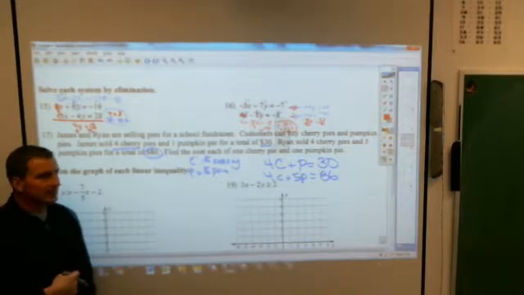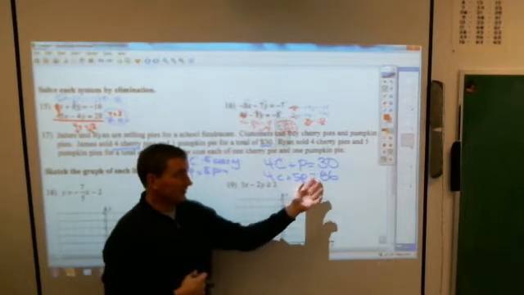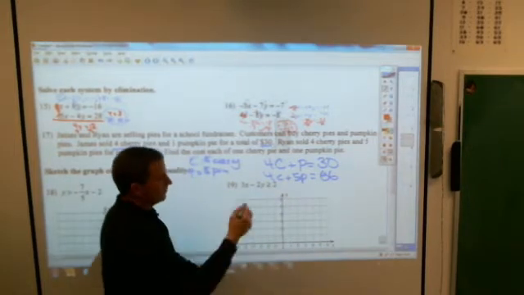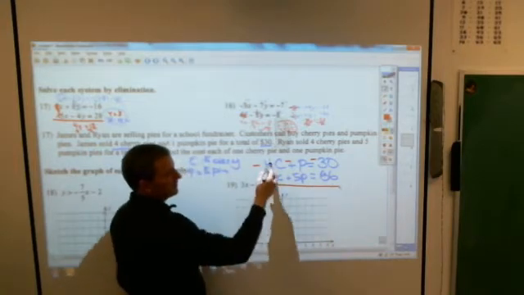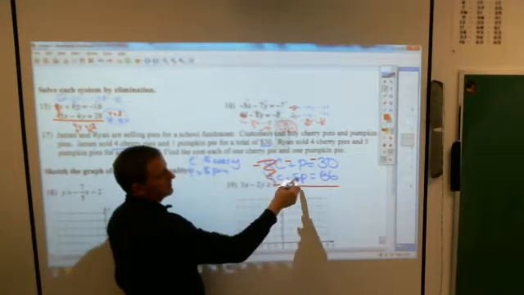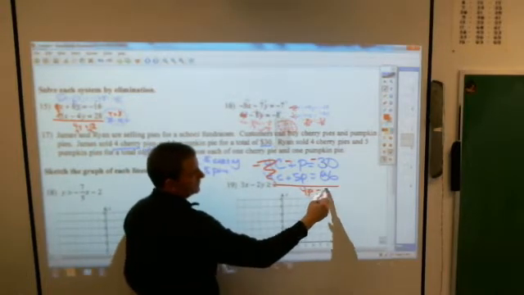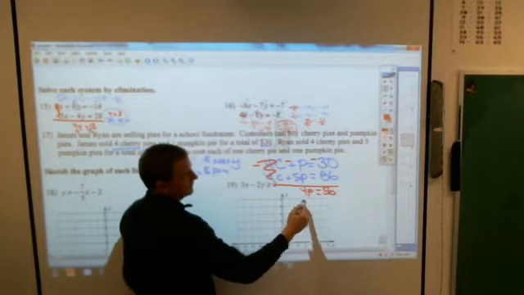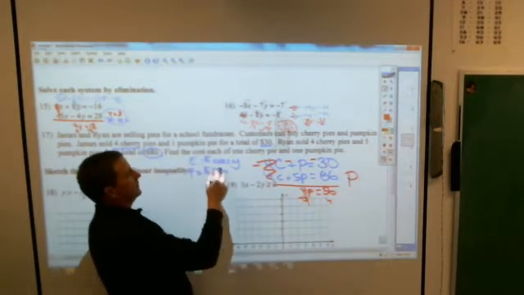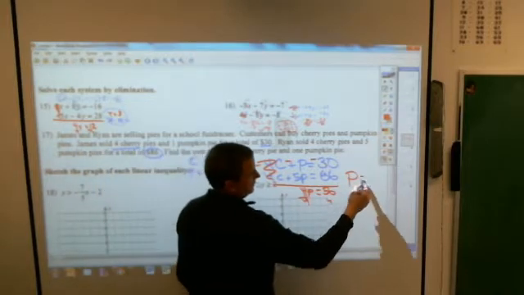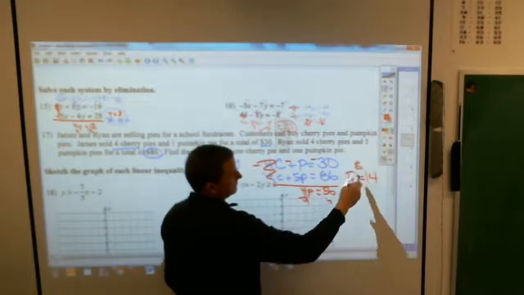Top one. Yeah, the top one, because if you make these negatives, you're going to get positive answers when you add them. If you make these negatives, you're going to get negatives, and that might throw you off. So minus 4c, minus t, minus 30. The c's drop off. 5p minus p is 4p. 86 minus 30 is 56. Divide by 4, divide by 4. P, which was our pumpkin pie's cost, 4 goes into 56 14 times, so $14.